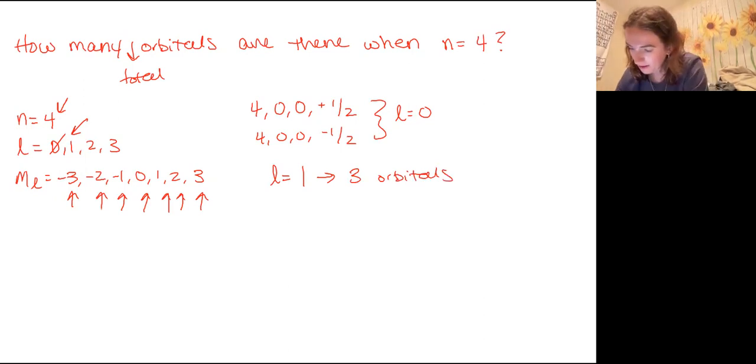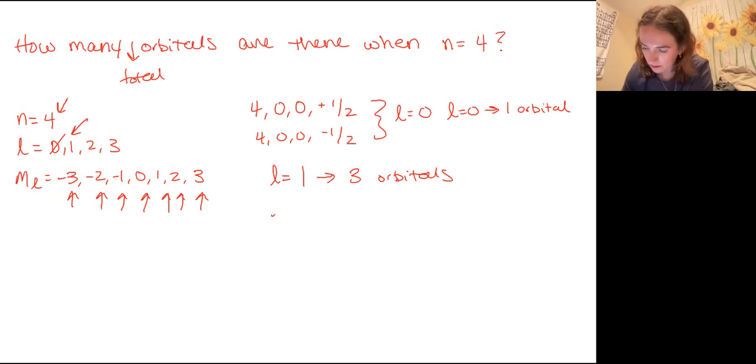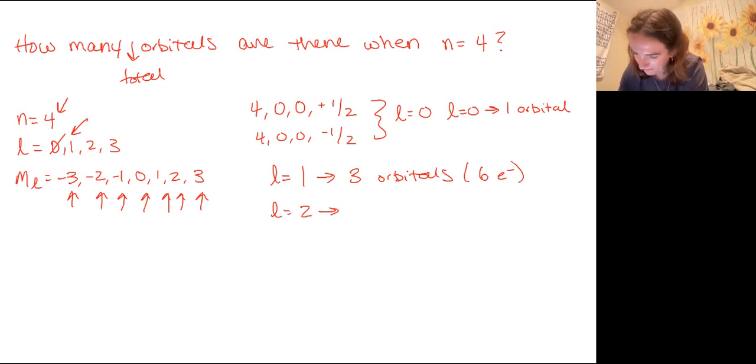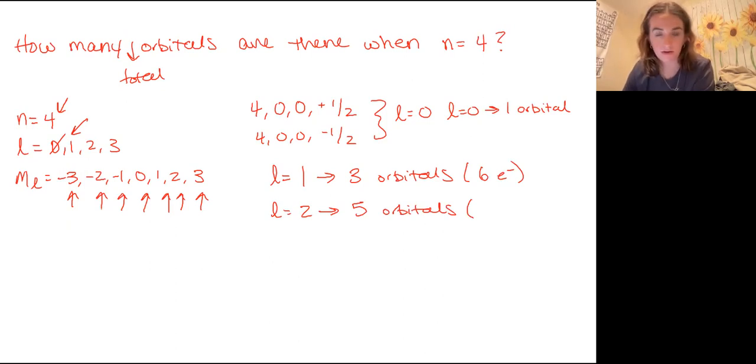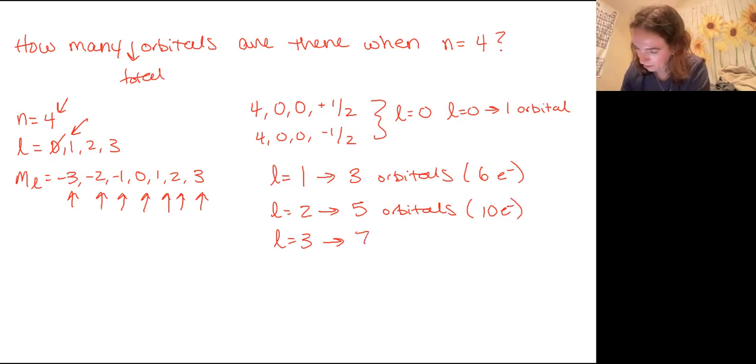So we said that for l equal to zero, we have one orbital. When l is equal to one, we have three. When l is equal to two, how many orbitals do we have? Good, there's five. How many electrons are there when there's five orbitals? Good, there's 10 electrons. And then when l is equal to three, how many orbitals are there? Good, there's seven orbitals. With two each, that's 14 electrons.